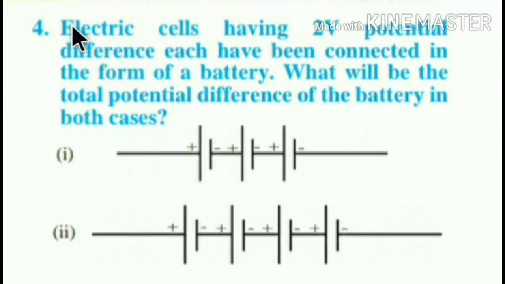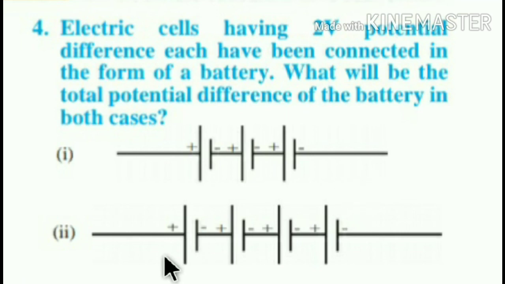Let's see the example that is in our exercise. Electric cells having 2 volt potential difference each have been connected in the form of a battery. What will be the total potential difference of the battery in both cases? Here are two examples. In the first, 3 cells are connected in series. This is the symbol of a cell. Each cell has 2 volt potential difference. Hence, this is 2 plus 2 plus 2, total 6 volt potential difference here.